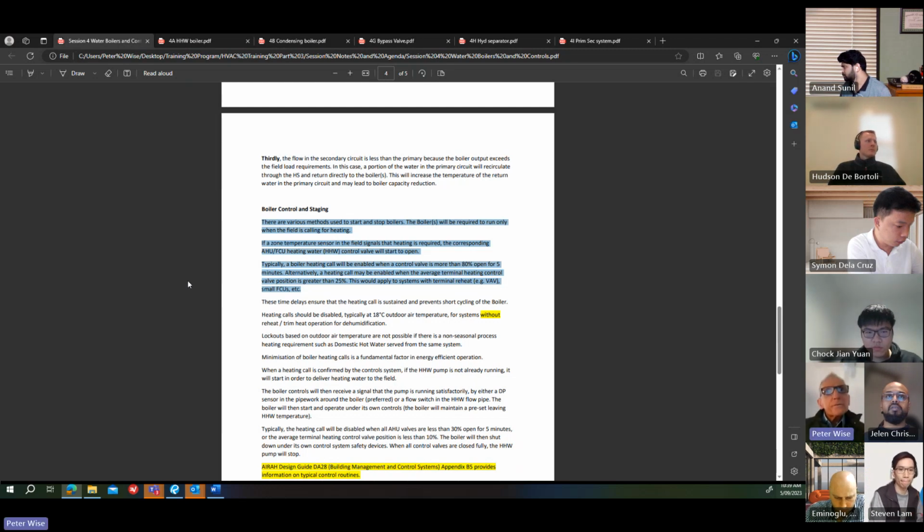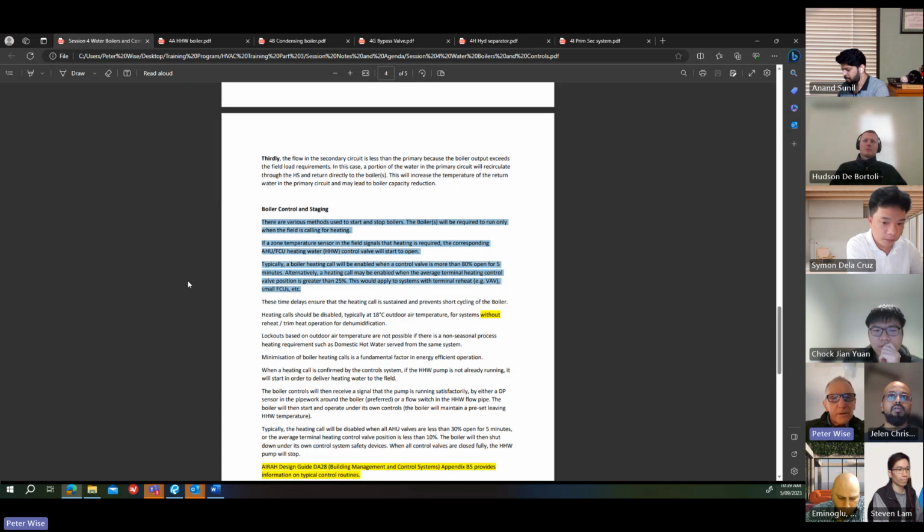There are various methods available to start and stop boilers. The boilers will be required to run only when the field is calling for heating. So if there's no call for heating out in the field, the boilers aren't running. If a zone temperature sensor in the field signals that heating is required, the corresponding air handling unit or fan coil unit heating water control valve will start to open.